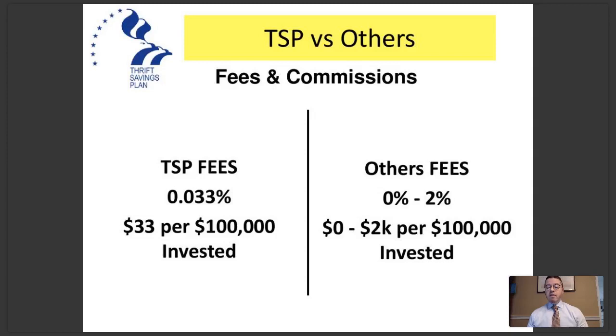So what they have over here is the TSP fund fees, which don't stay the same every year. They actually adjust. But the TSP fund fees are in the vicinity of around 0.033%. So if you had $100,000 invested in your TSP, that would translate into $33 a year in fees that you pay towards the TSP.